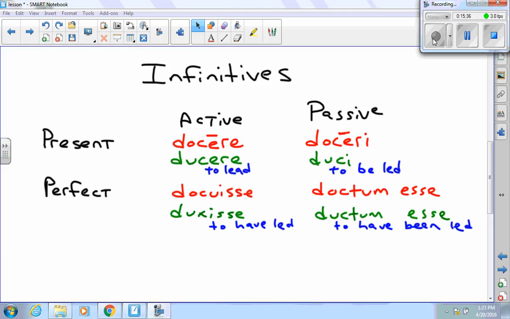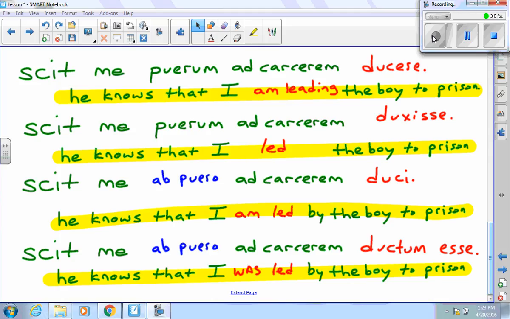Now, translating these in a sentence, you can always do it literally, but your book is really asking you to try and figure out how to translate them in more natural English. Here I give you basically the same sentence 4 different ways, and I've changed the infinitive in each one. I go from the present active ducere to the perfect active duxisse to the present passive duci to the perfect passive ductum esse. And I've shown through the coloring how that sentence changes whenever I change that particular infinitive.